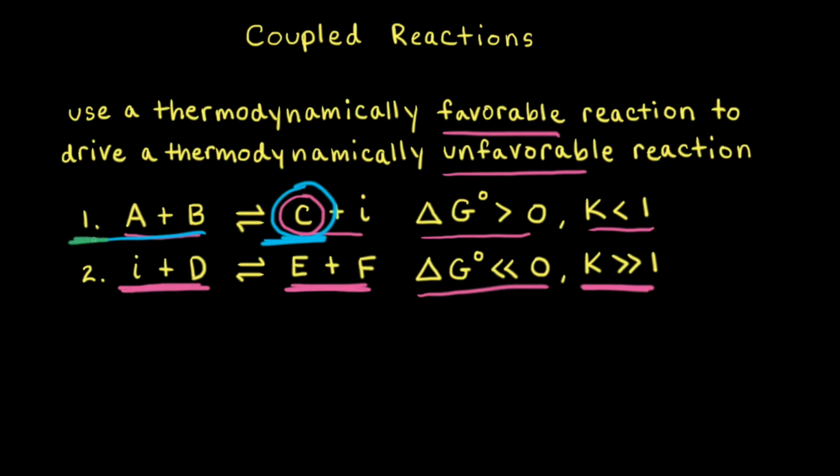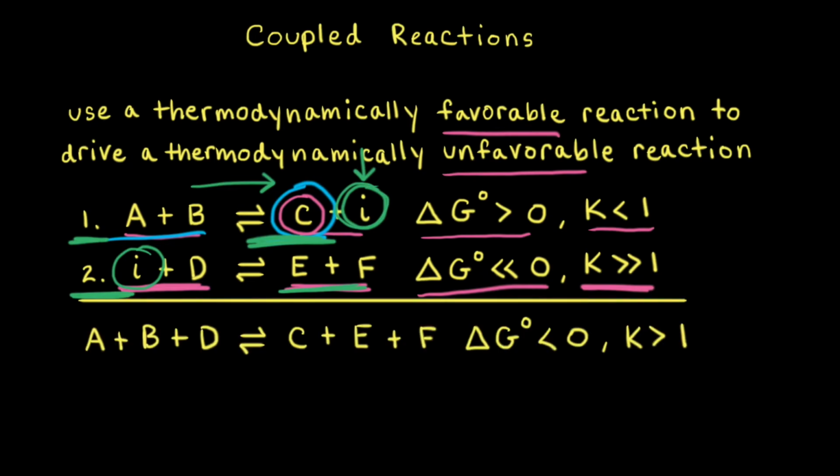Even though reaction 1 is thermodynamically unfavorable, even if it forms only a small amount of I, since reaction 2 is thermodynamically favorable, the I from reaction 1 will be used up in reaction 2 to form the products for reaction 2. Removing the product I causes the equilibrium to shift to the right in the first reaction, therefore producing more of our desired product, C. So the thermodynamically favorable reaction is driving the thermodynamically unfavorable reaction to the right.